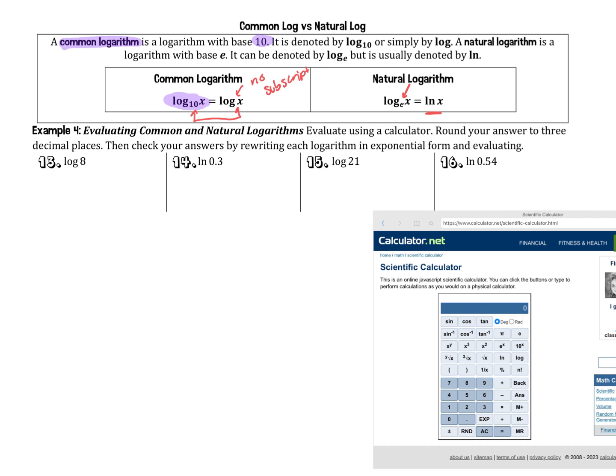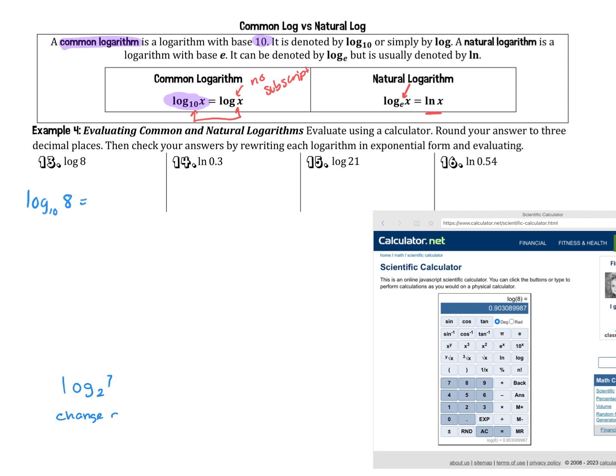So what we're going to be doing on our calculator right now, even though it doesn't say this, is we're going to be evaluating log base 10 of 8. If you go onto your calculator and you press log of 8, you're going to get a value, 0.903, that is the value of log base 10 of 8. If you wanted to find a different log base, like log base 2 of 7, you're going to have to use something called the change of base, which we're going to talk about in a different section.